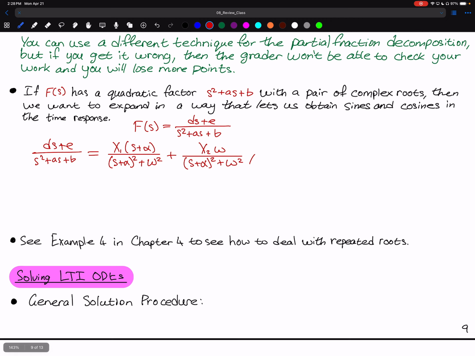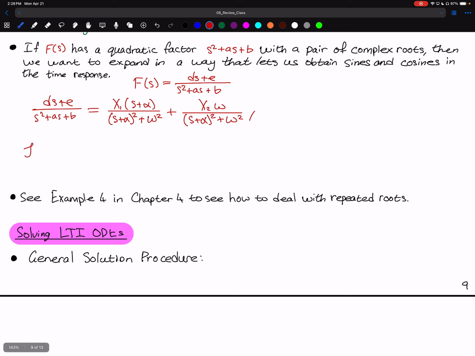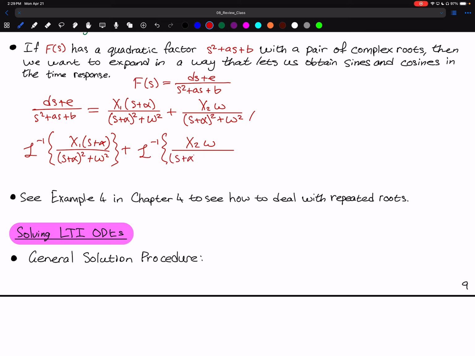Then we can go and compute the time response. We'll find that the inverse Laplace transform of x1 times (s plus alpha) divided by (s plus alpha) quantity squared plus omega squared, plus the inverse Laplace transform of x2 omega divided by (s plus alpha) quantity squared plus omega squared, will be equal to x1 times e to the minus alpha t times the cosine of omega t, plus x2 e to the minus alpha t times the sine of omega t.